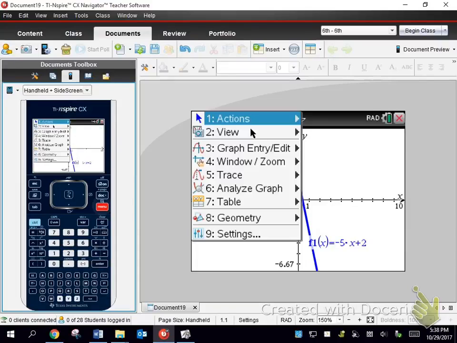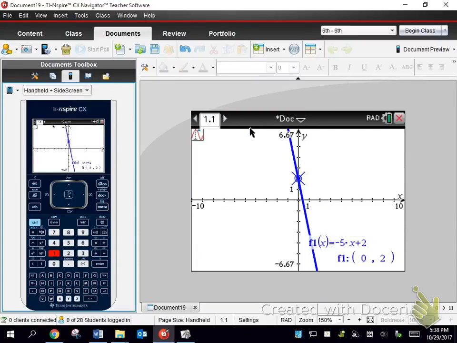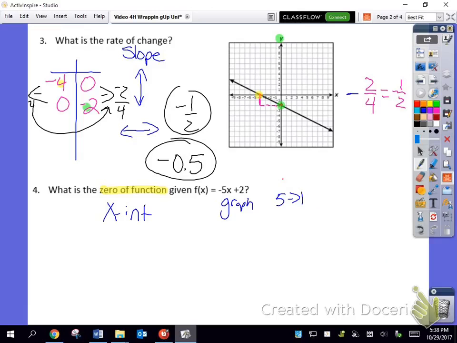And then if you say menu 5-1, now it comes up on the y-intercept. If I arrow over, see how that says 0? That stands for zero of the function. So my x value is 0.4.